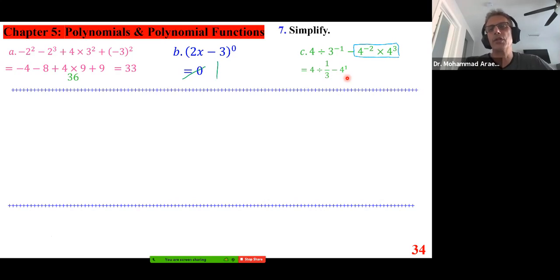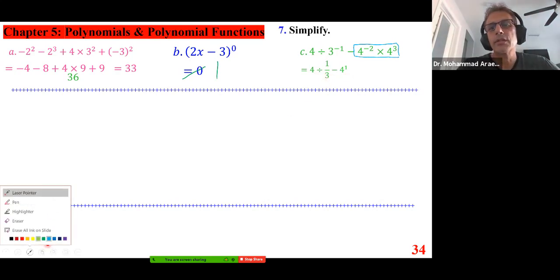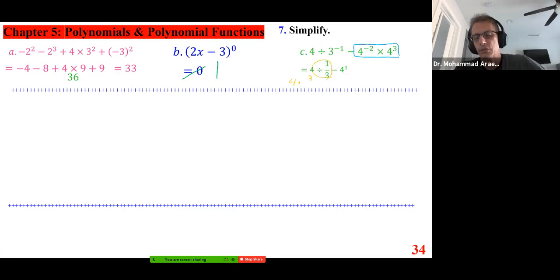So now order of operations, we do the division first. Division by 1/3 means multiplication by 3 over 1. This is the same as 4 times 3 over 1, or 4 times 3. So 12 minus 4, and the answer is 8. Okay, again, pretty straightforward.